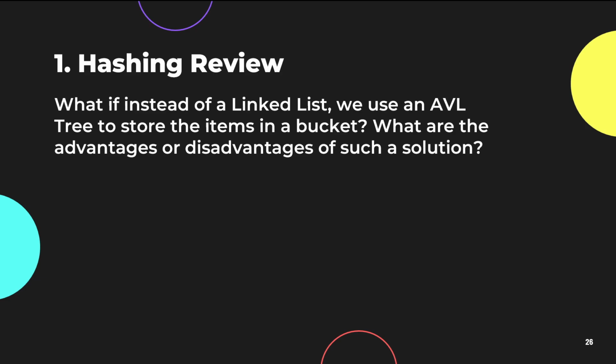Any more? For AVL, you need the objects to be comparable. Object should be comparable, yes, for AVL. Whereas for linked list, since we are not doing sorted things, you can just easily append. Okay, what else?